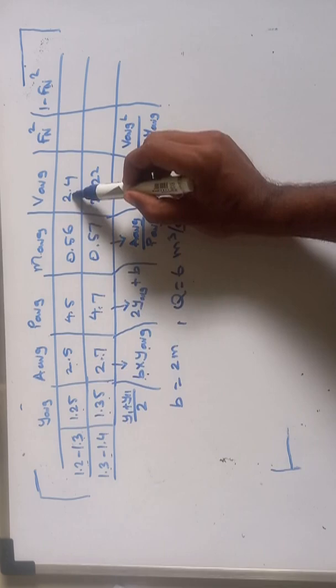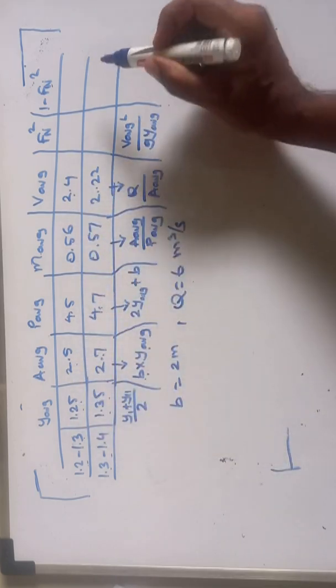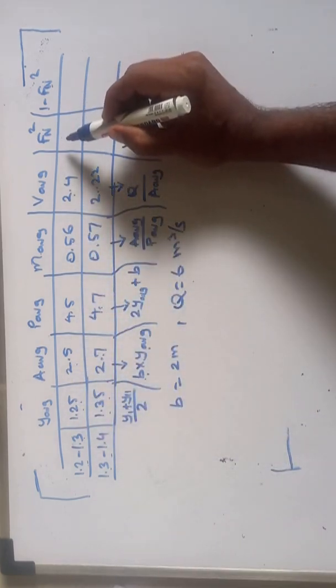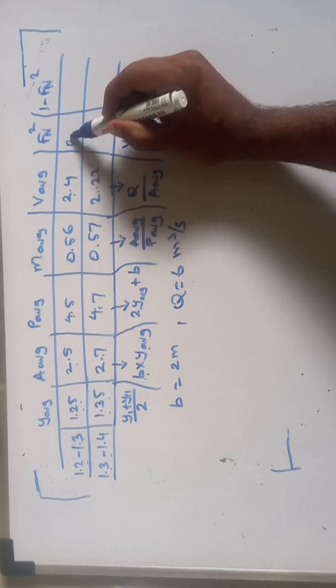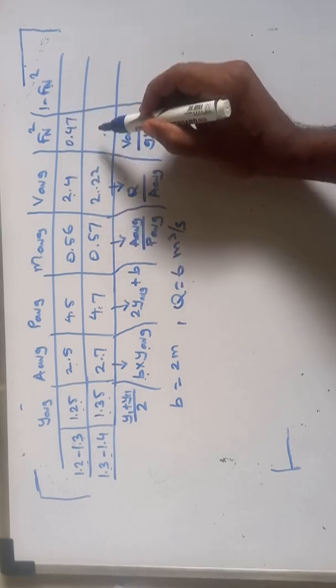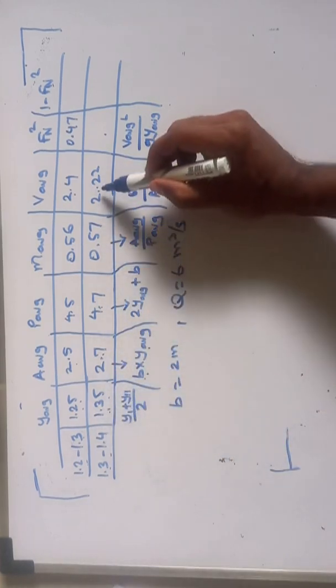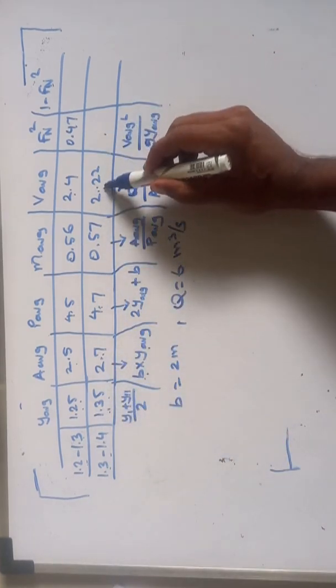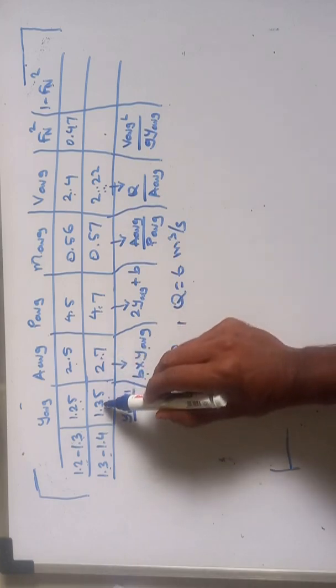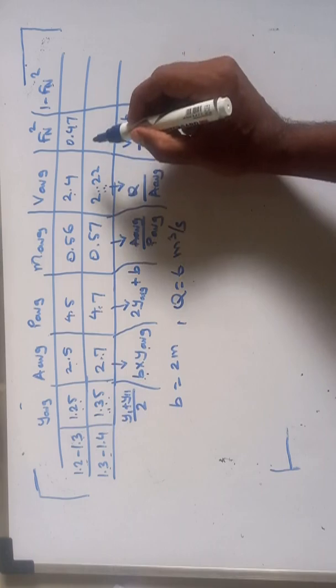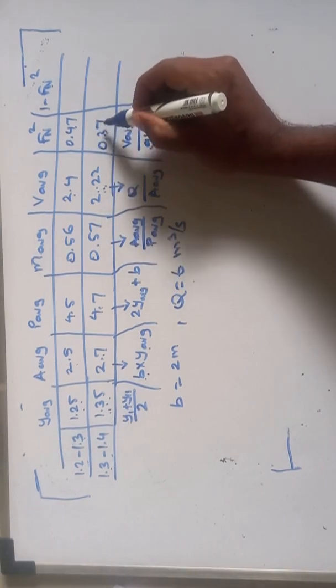By using this V average and this Y average, I can calculate Froude number square is equal to 0.47 here. For this case, I have to use this Y average and this V average: V average square divided by g times y, with g 9.81 times 1.35. If I substitute, I'll get this value as 0.37.